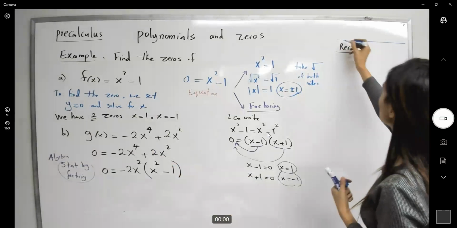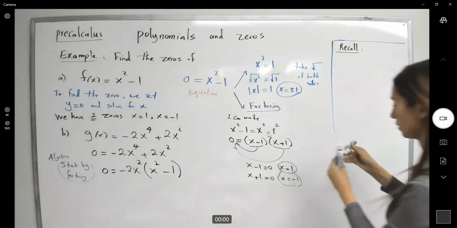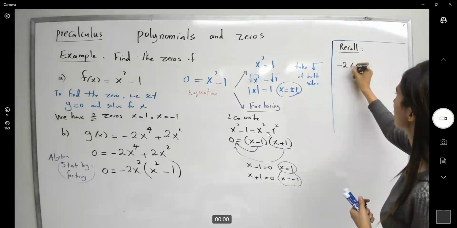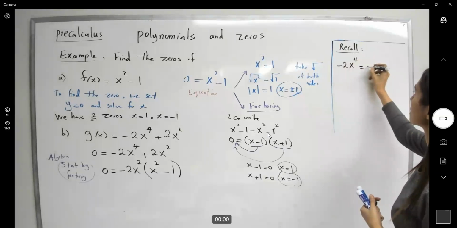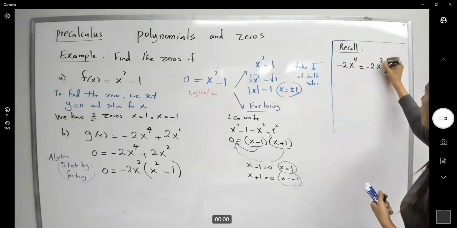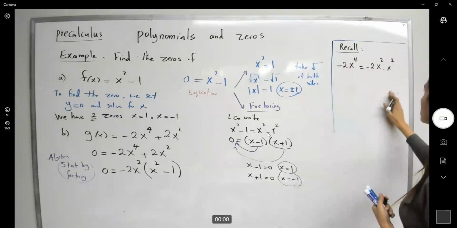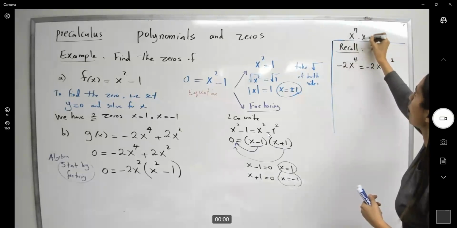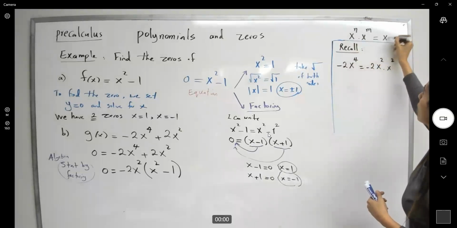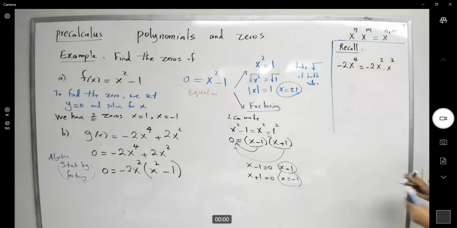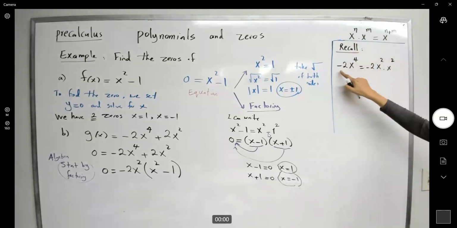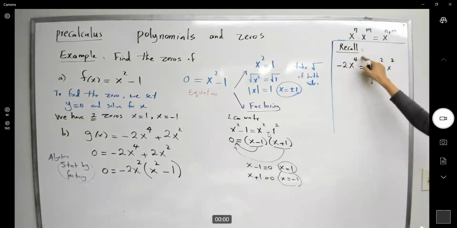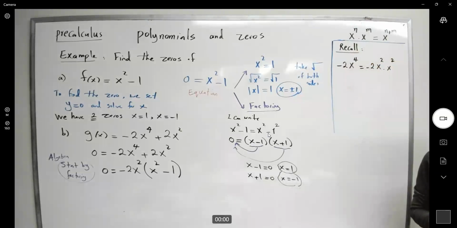From algebra, we know that negative 2x to the 4th is negative 2x squared times x squared. Remember that if you have x to the n times x to the m, you write one base and add the exponents, all from algebra. So negative 2x to the 4th can be written as negative 2, x to the 4th is x squared times x squared.